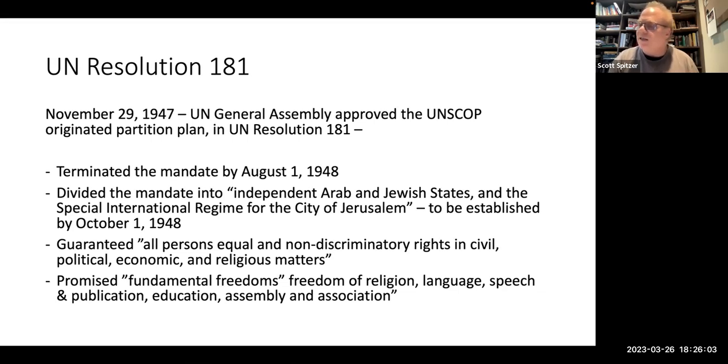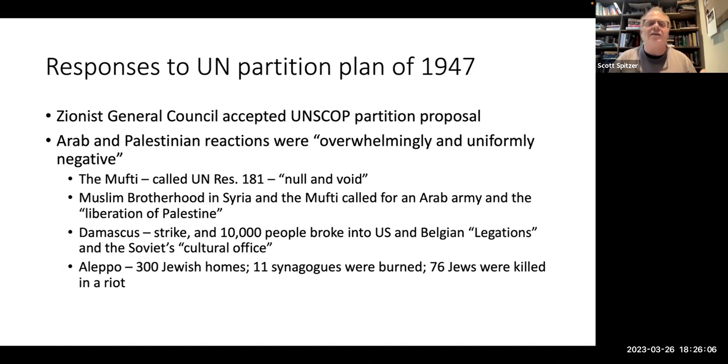By May 14th, so Zionists say, okay, we'll take it. The Arabs say, no way. Husseini says, UN Resolution 181 is null and void. The Muslim Brotherhood in Syria says, we've got to get an Arab army together to liberate Palestine. There's a strike in Damascus, 10,000 people break into the United States and the Belgian embassies, legations, and the Soviets' cultural office. In Aleppo, Syria, there's a pogrom. Hundreds of Jewish homes and synagogues are burned, Jews are killed in a riot.